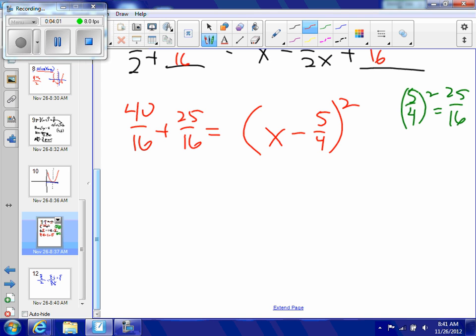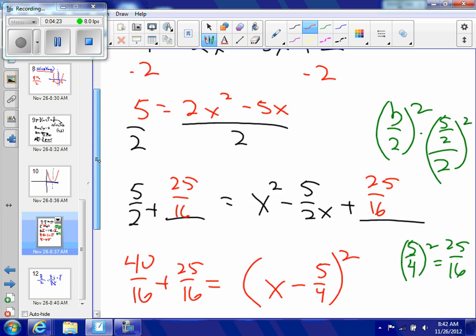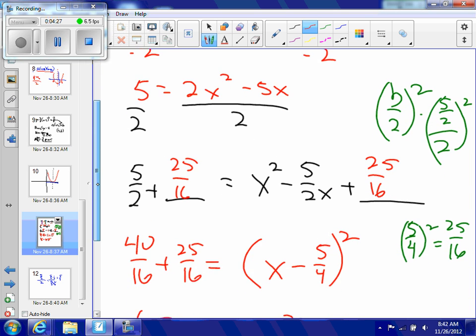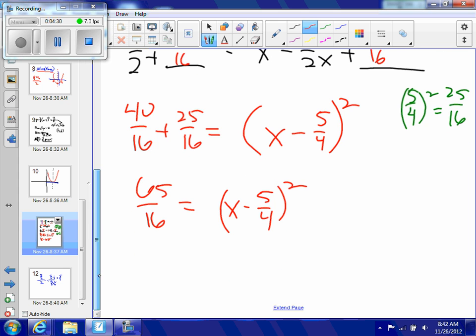Okay? So I now have 65 sixteenths is equal to x minus 5 fourths squared. Is it minus 5 fourths or plus 5 fourths? It's minus because I had a negative 5x up here and it turned into negative 5 halves, so it has to be minus 5 fourths.